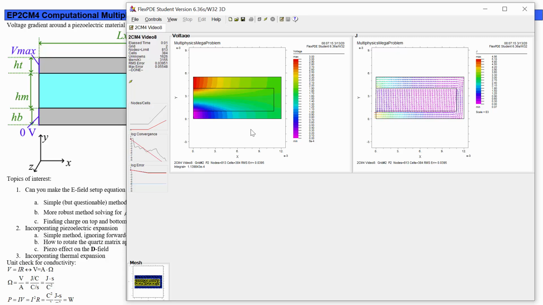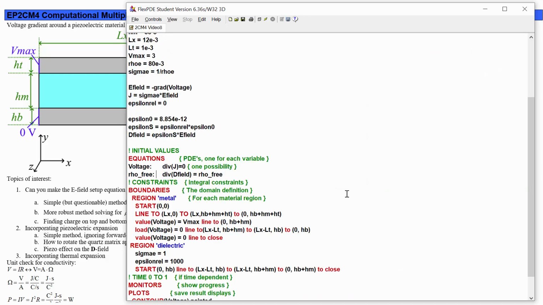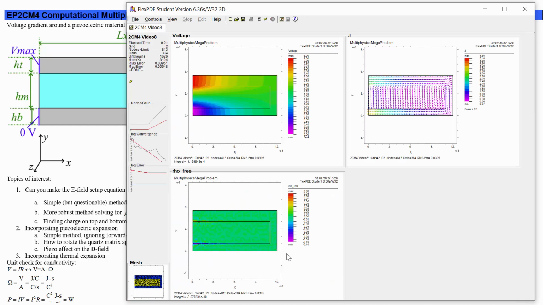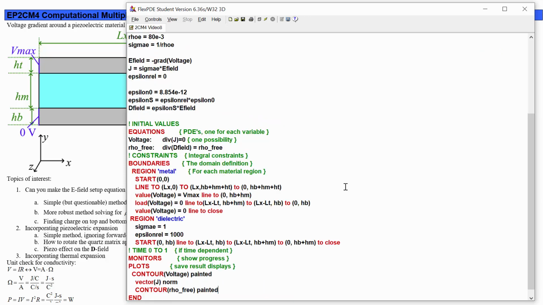And we can go through and solve this setup again. Now it actually looks very similar to what we were getting before, with no boundary conditions on the free charge density. That's not so surprising. Let's get some extra contours going in here. So how about a contour of rho free painted and see what's going on with that. It looks as though we've got a buildup of positive charge at the top surface and a buildup of negative charge at the bottom surface.